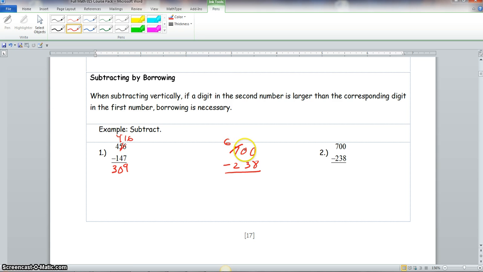Now that 1 we borrow from the 6 makes this 0 a 10. So now that this 0 is a 10, we could borrow 1 from it and make that a 9. And this 0 would become 10. So we have 10 minus 8, which is 2. 9 minus 3, which is 6. And 6 minus 2, which is 4. So our final answer here is 462.